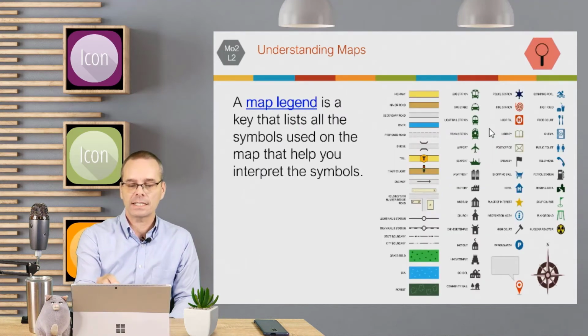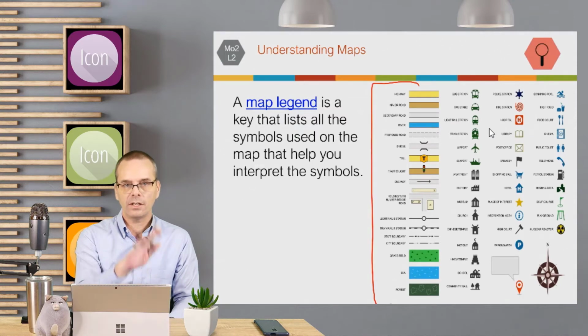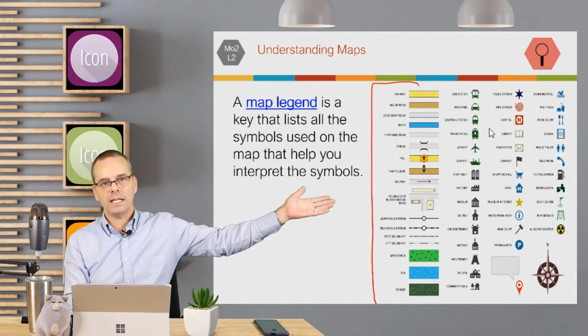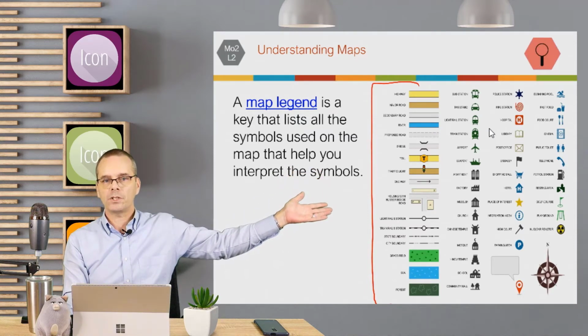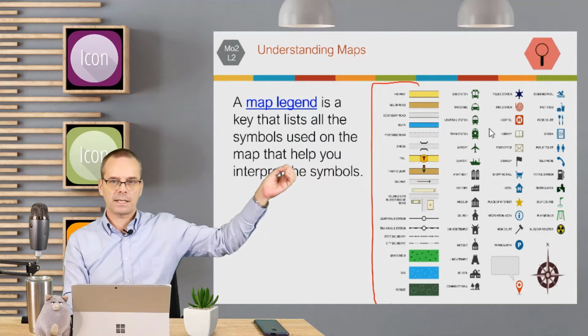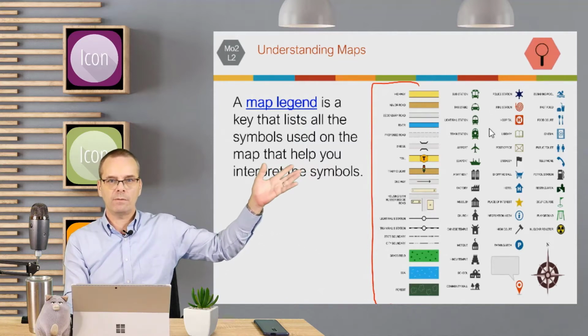So again, here's a nice example of a map legend. They're different for every map. It all depends. But you can see it has everything that you would need. This looks more like a map that you would use if you're traveling, because it has temples and bus stops and roads and bridges, etc., even places to eat.